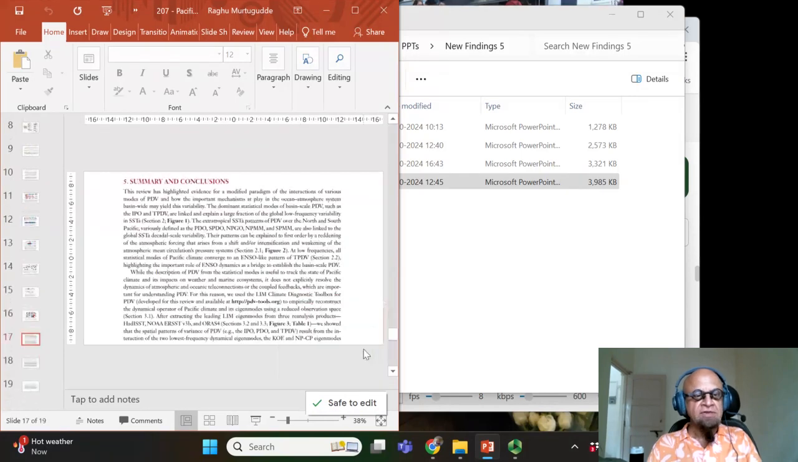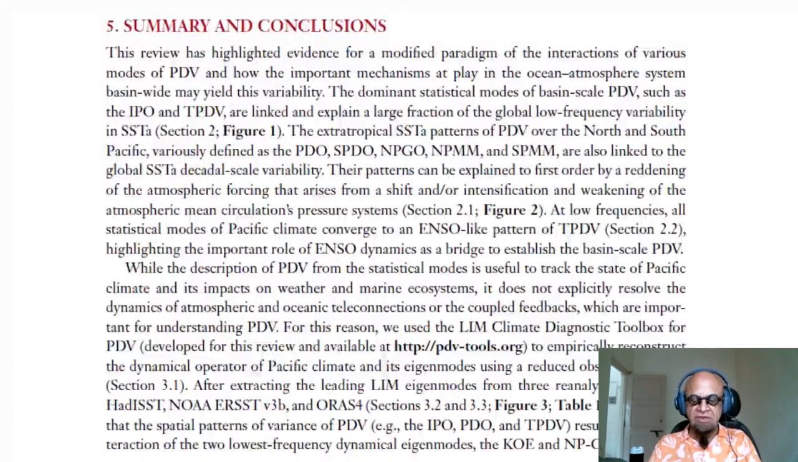What can you do? Okay, so let's read the summary now, which gives us a chance to discuss a few additional points. Essentially, the review has highlighted the evidence for a modified paradigm of the interactions of various modes of specific decadal variability and how the important mechanisms at play in the ocean atmosphere system basin-wide may yield this variability. So we need to find the energy that is giving us this spike at lower frequencies, and whether they are arising out of the tropics or extratropics, or there is a cycle that goes on between the extratropics and the tropics. Of course, there is an interaction going on.